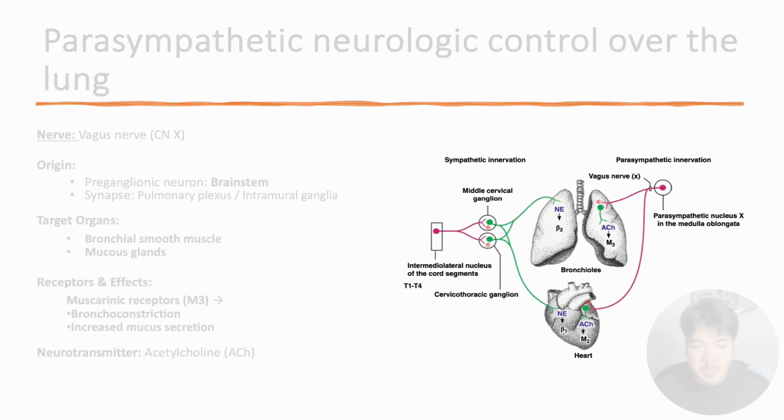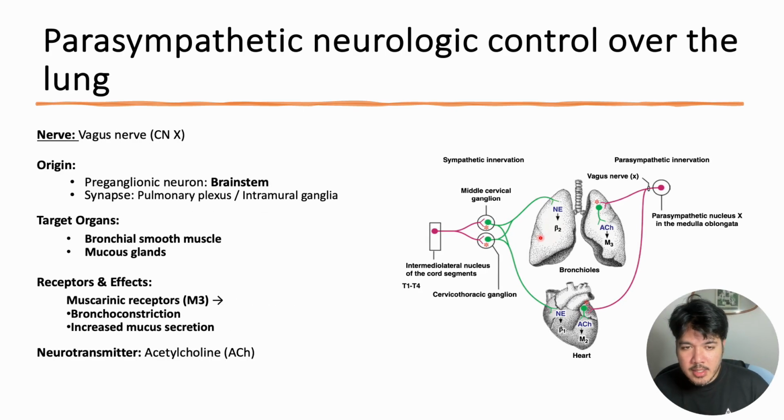The opposite happens. So when you stimulate your parasympathetic nervous system, your vagus nerve has control of your lungs, and so the postganglionic fibers secrete acetylcholine, and they have target organs of your bronchial smooth muscles and your mucus glands found in your lung tissue. Stimulating muscarinic receptors then helps with bronchial constriction or increasing mucus production, and obviously your neurotransmitter being acetylcholine.